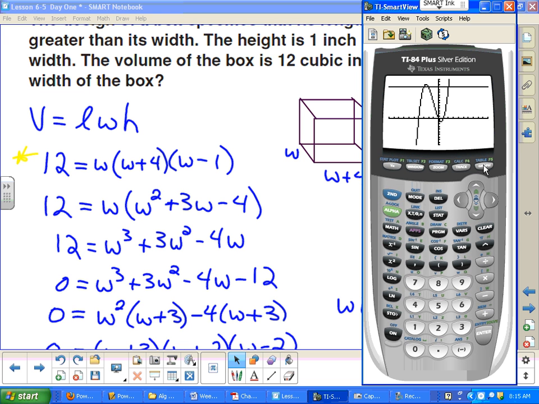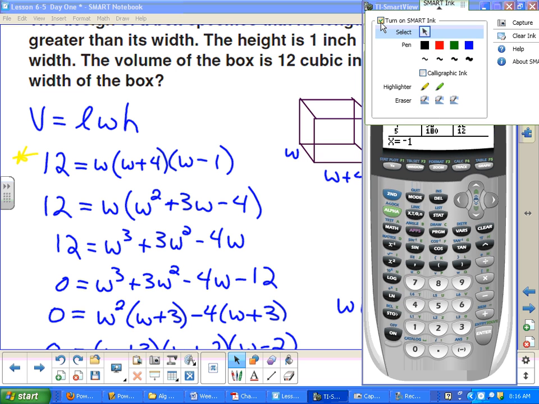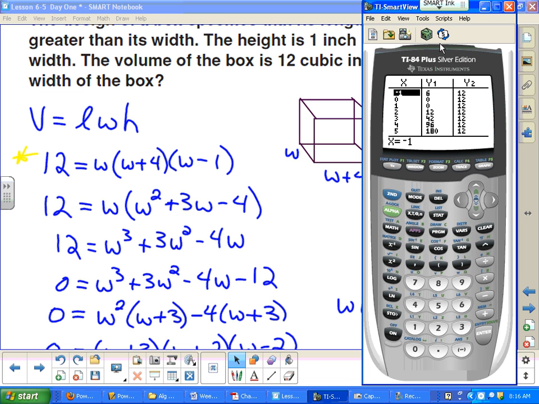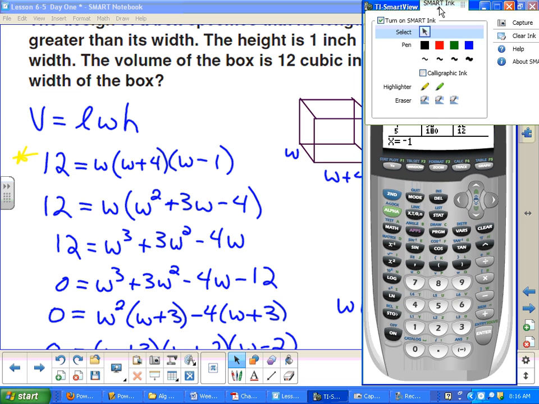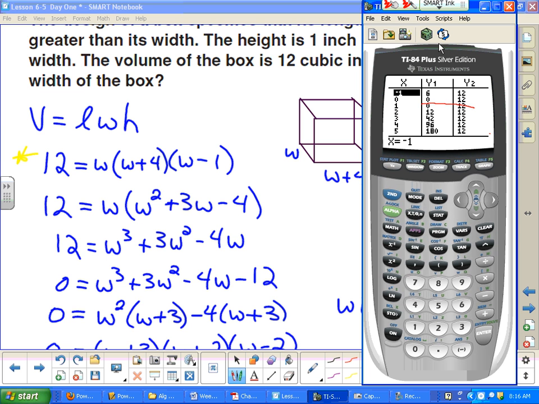So our answers we got with -3, -2, and 2, we can see all 3 of them on our graph here. But obviously, like Emily said, only the positive one works. So here I've used my graph, and I could even go to my table to see that at 2 it's 12.